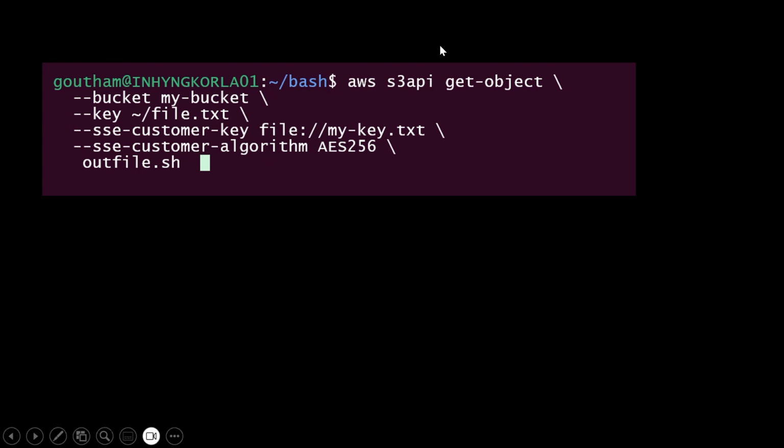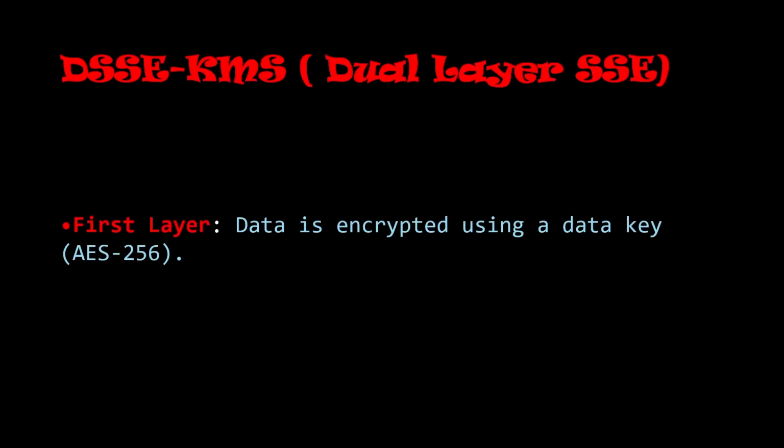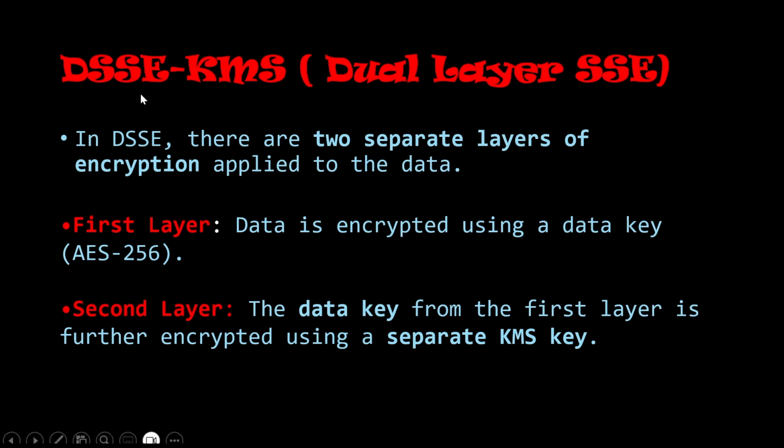Now let's understand what is dual-layer server-side encryption with KMS. Here, there are two separate layers of encryption applied to the data. In the first layer, the data is encrypted using the data key, and this data key is generated by either the S3 managed key or KMS. And in the second layer, the data key from the first layer is further encrypted using a separate KMS key. How to do this?